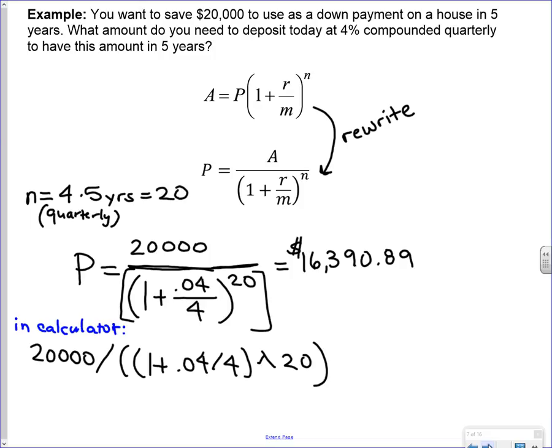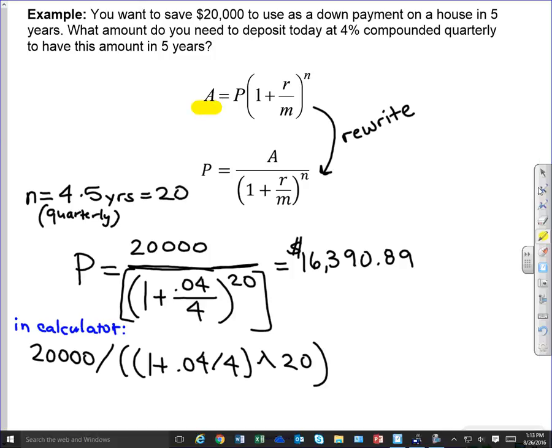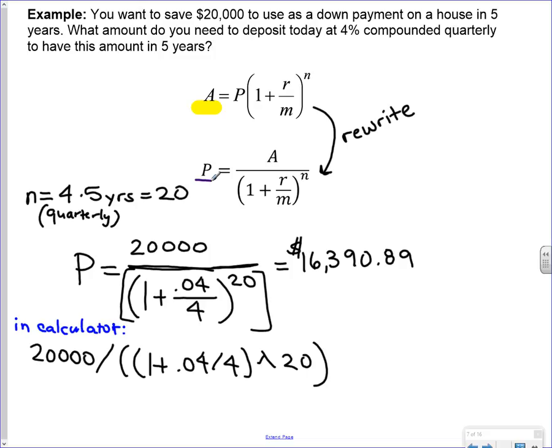Okay, this is a revision of the formula that we have, and one way we can rewrite it and use it in another way. Notice this formula is solving for A. Well, what if I wanted to solve for P? What if I knew the ending amount, but I wanted to know the starting amount? How could I find that?